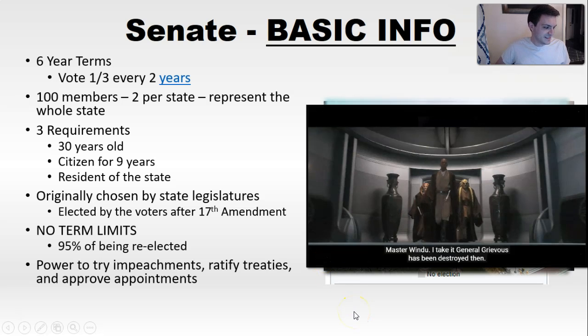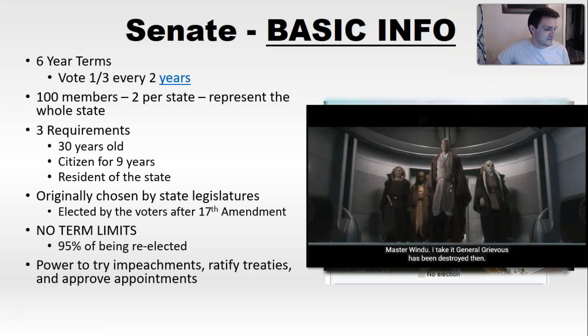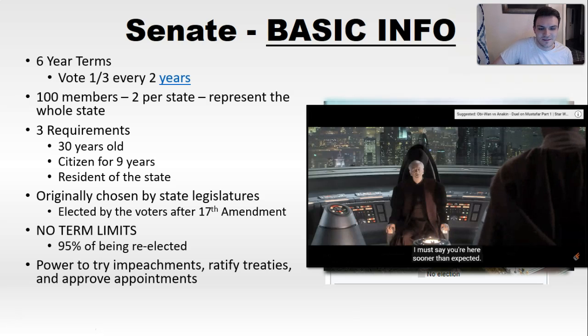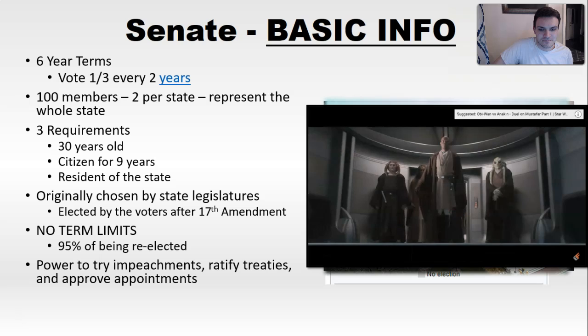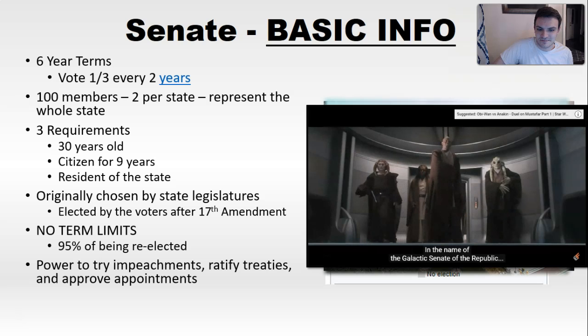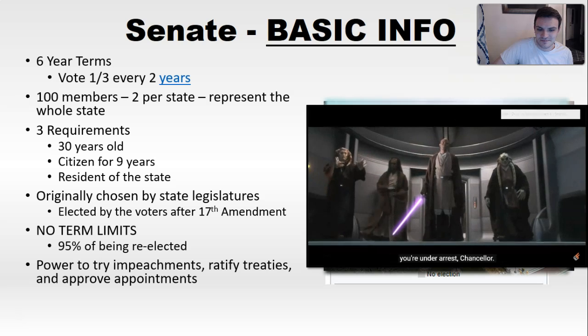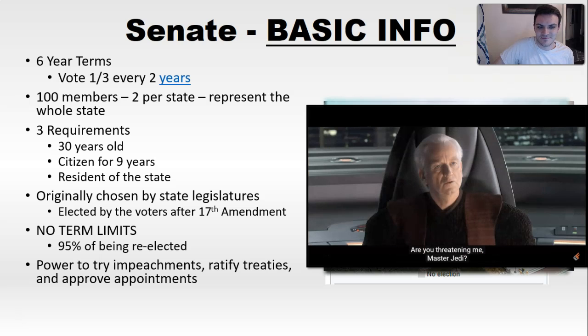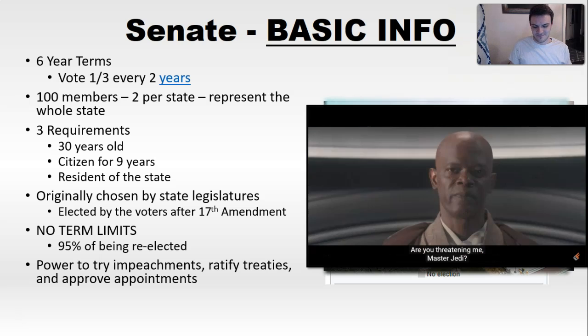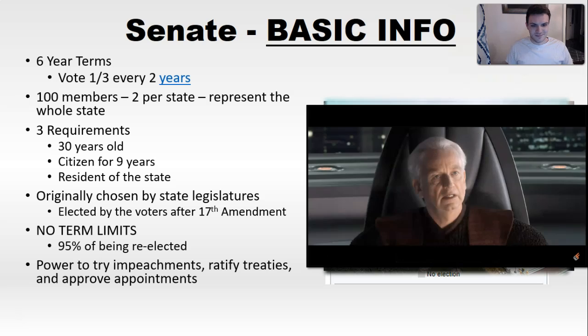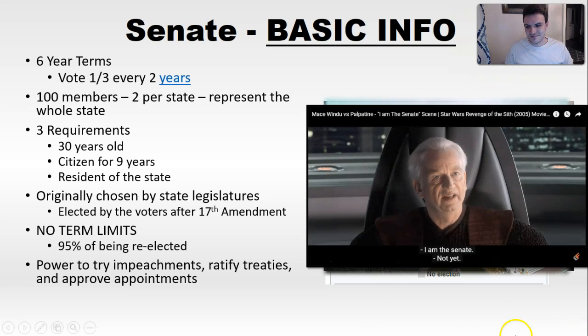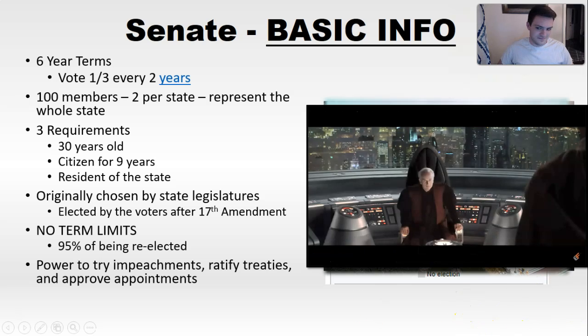Master Windu. I take it General Grievous has been destroyed then. I must say you're here sooner than expected. In the name of the Galactic Senate of the Republic, you are under arrest, Chancellor. Are you threatening me, Master Jedi? The Senate will decide your fate. I am the Senate. Not yet.